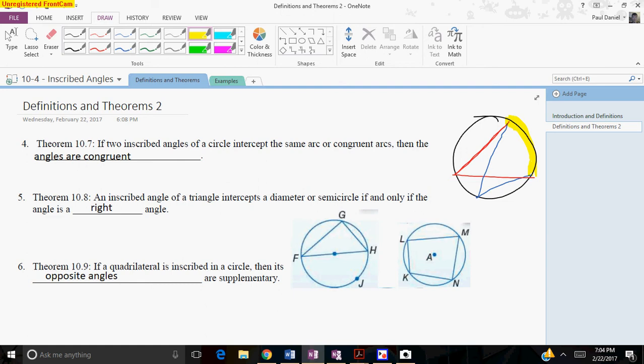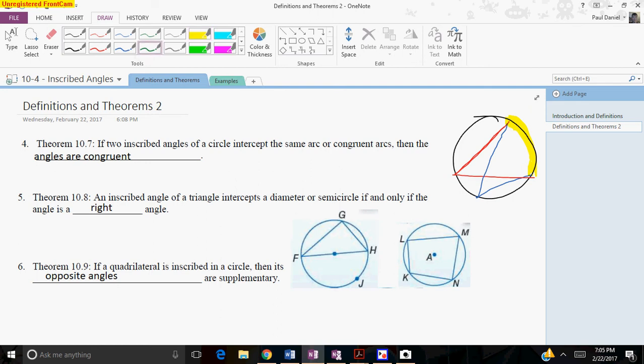I've used that same formula to be able to find the measurement of the angles. And since the arc is the same measurement, then the angles must also be the same measurement, okay? So this is theorem 10.7. The next two have to deal with either inscribed triangles or inscribed quadrilaterals.